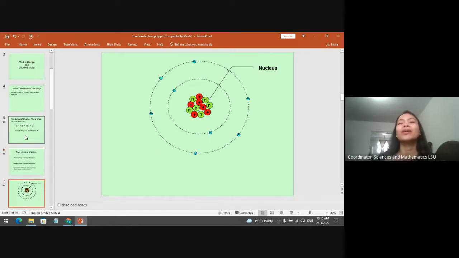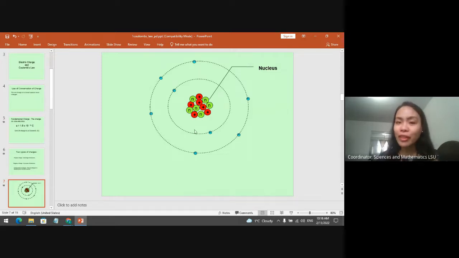As you may recall in your chemistry, you have your atom, and at the center of the atom is the nucleus. In the nucleus we have our subatomic particles, the positively charged protons and the neutral neutrons, while outside the nucleus are the negatively charged electrons.